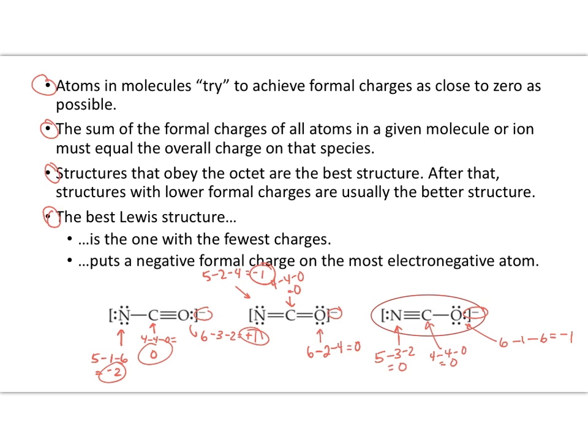Now, the reason why this last one is the most favorable is because it has the negative formal charge on the most electronegative element. So of those three, if you think about trends, they're all in the same period. As you go to the right, the electronegativity increases.